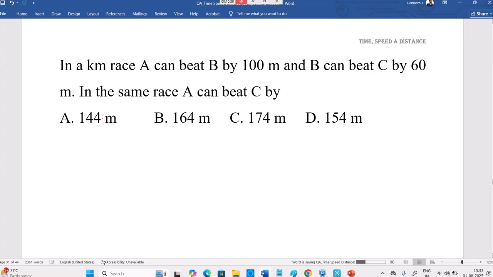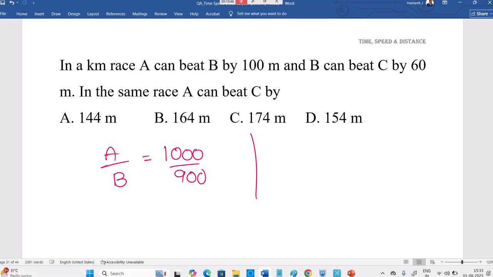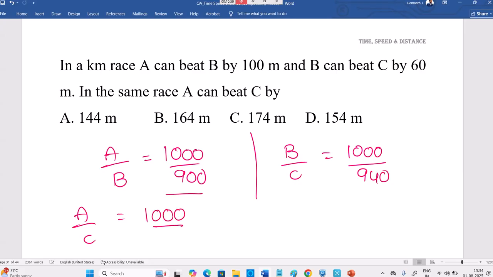So what's the first statement? A in the relationship? Yes. A by B. A by B equation, 1000 divided by 900. What is B by C? 1000 divided by 940. Now you want A by C in the same race. 1000 divided by what? We need to calculate.